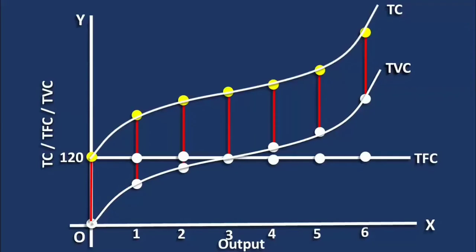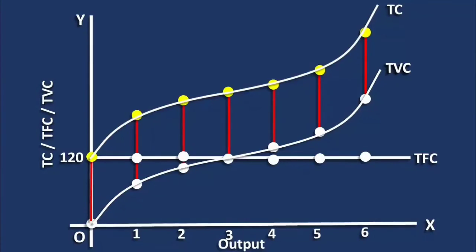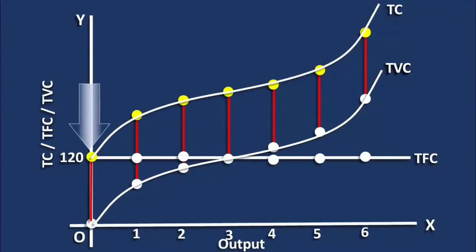This enables us to understand important characteristics of the total cost curve. The TC curve is similar to the TVC curve, clear? And it starts somewhere along the y-axis, which represents the TFC curve. Each point on TC is greater than TVC by the fixed cost, and the shape of TC is the same as that of the TVC curve.